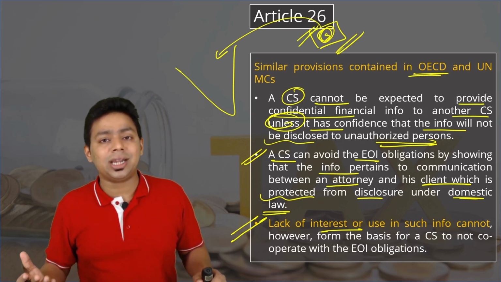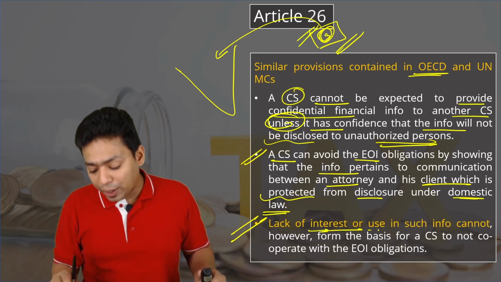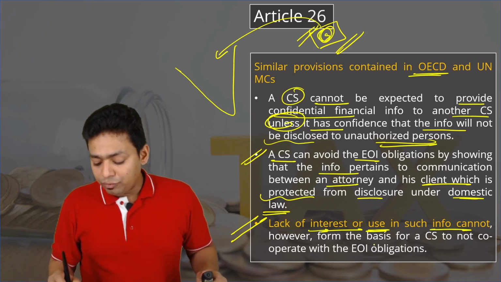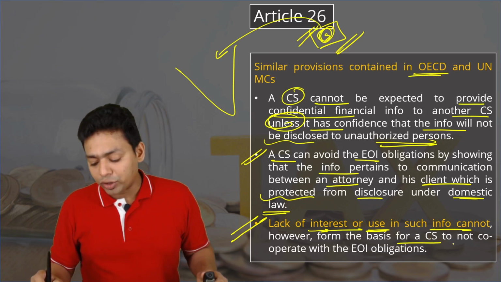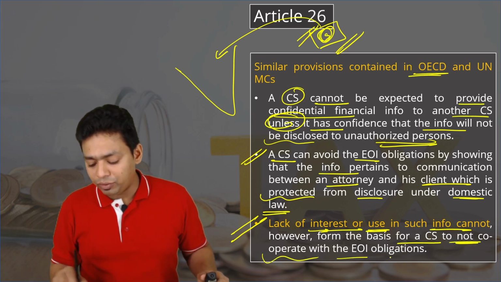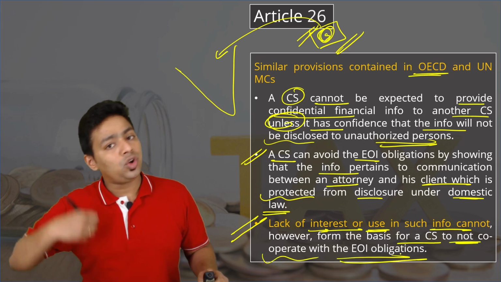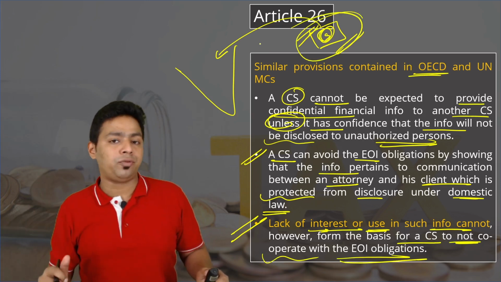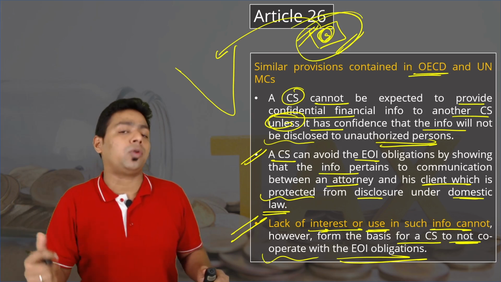So lack of interest, please understand, or lack of use in such information cannot, however, form the basis for the contracting state not to cooperate with the exchange of information obligation. So you must exchange information even if you are not interested in sharing the information or you are not going to get any benefit out of that.